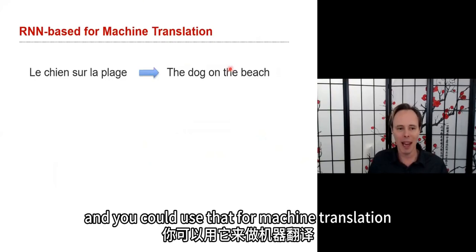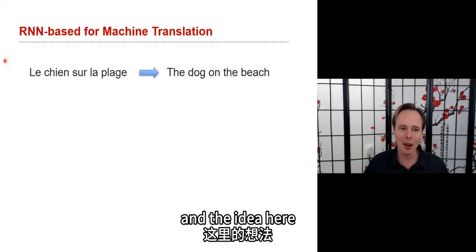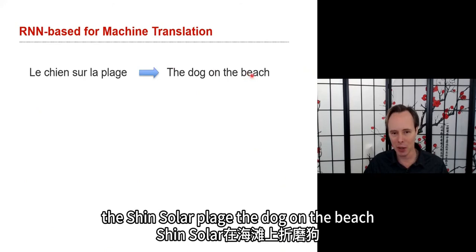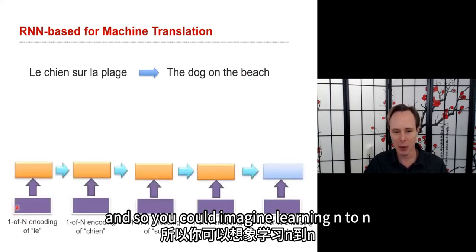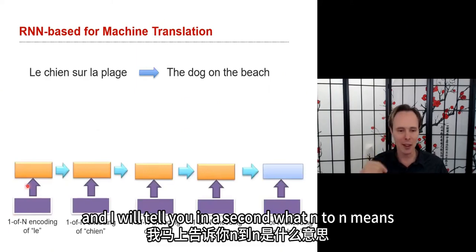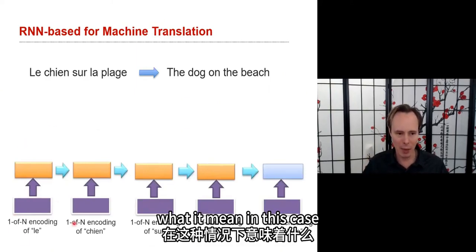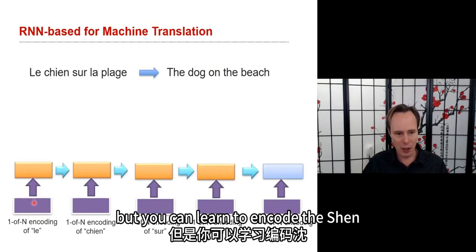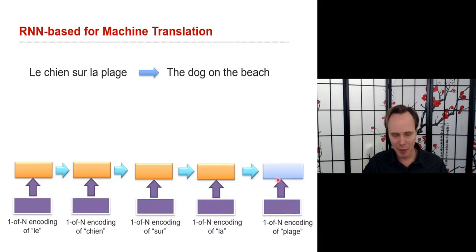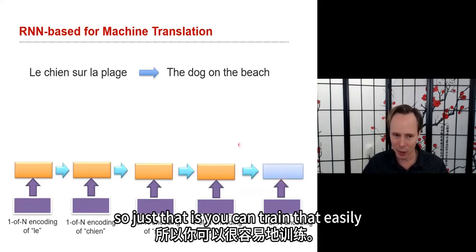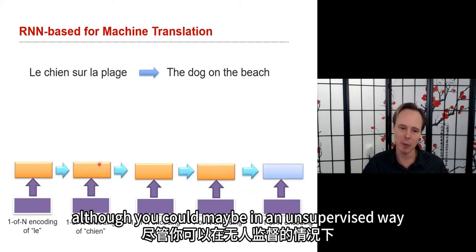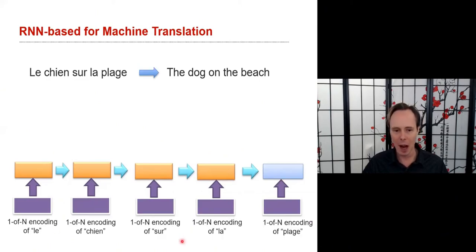Models, and you could use that for machine translation. And the idea here, le chien sur la plage, the dog on the beach. So you want to translate French to English. And so you could imagine learning end-to-end, and I will tell you in a second what end-to-end means in this case. But you can learn to encode the chien. But right now, I didn't define the loss. So just that is, you can't train that easily, although you could maybe in an unsupervised way.